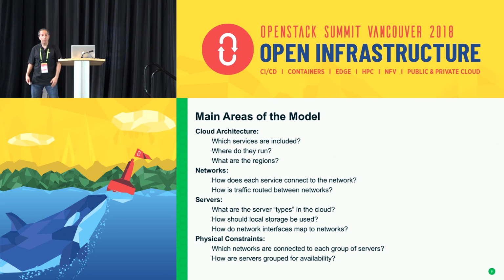The main areas of our model, these are the inputs that the customer will provide, are, as I mentioned, which services are included, where do they run, how many regions, how does each service connect to the network, how is traffic routed between the networks, what are the server types, the storage, and physical constraints. And this is what I talked about, the availability. Do you want to spread these out over multiple racks?